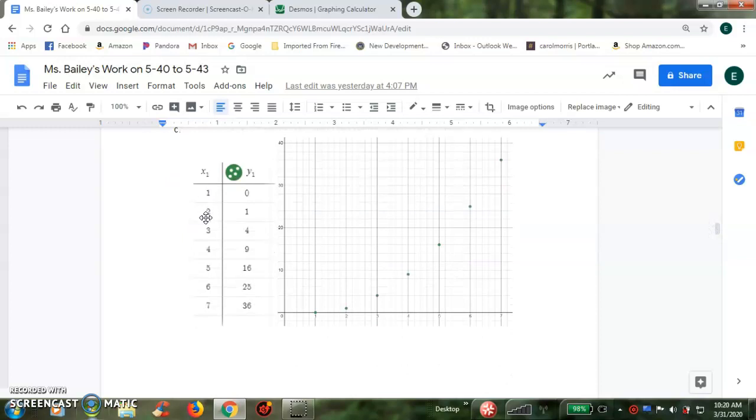I should have started this over here with 0. It would have made a lot more sense. But basically what's happening is the terms are squared. That's a quadratic, not an exponential. Again, we'll be talking about those later.